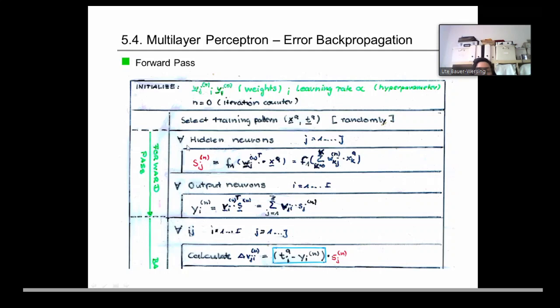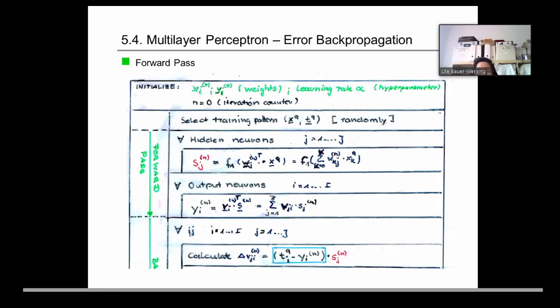What we've done by these two loops, for all the neurons in the hidden layer and then for all the neurons in the output layer, is that we propagated the selected input pattern through the network, and we calculated the current output of the network for the current input pattern. This is called the forward pass because we are propagating the input all the way through the network to calculate the current output.